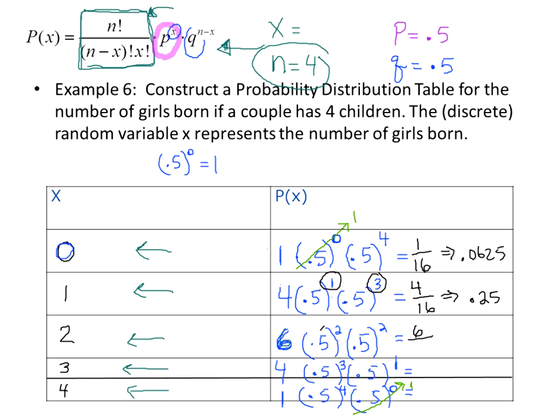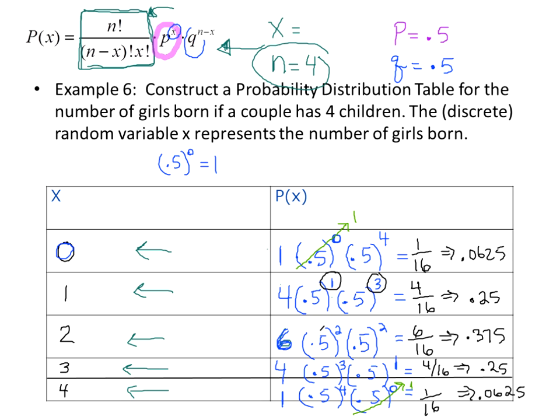Okay, and then this one is 6 over 1/2 times 1/2 times 1/2 times 1/2. So this is our 0.375. And then again, this was 4/16, which is 0.25. And then 1/16, which is 0.0625.